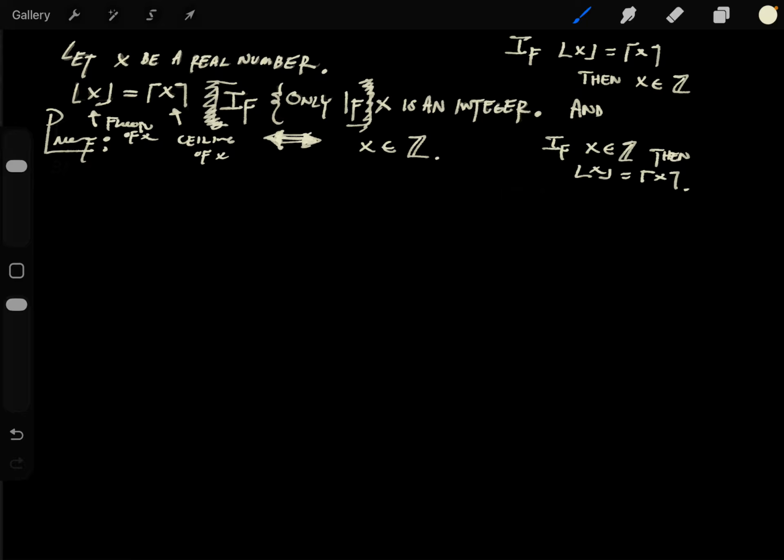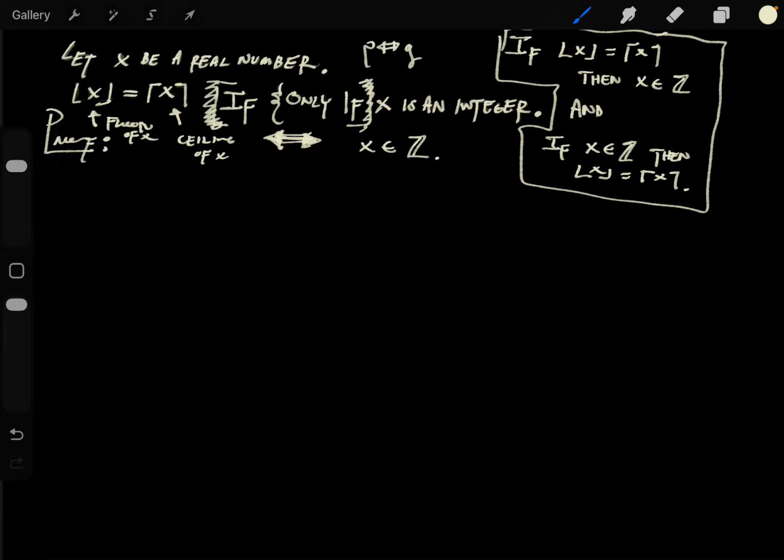So let's work on doing this. We need to prove it in both directions. This is the same statement. The if and only if just means exactly this: P if and only if Q means if P then Q, and if Q then P. The implication goes both ways, so we need to prove the implication in both ways. Let's start off with one direction. Let's prove this one: if the floor of x equals the ceiling of x, then x is an integer, x is contained in the integers.